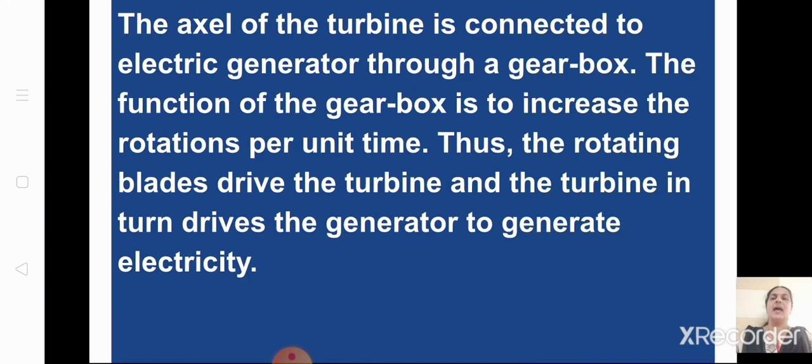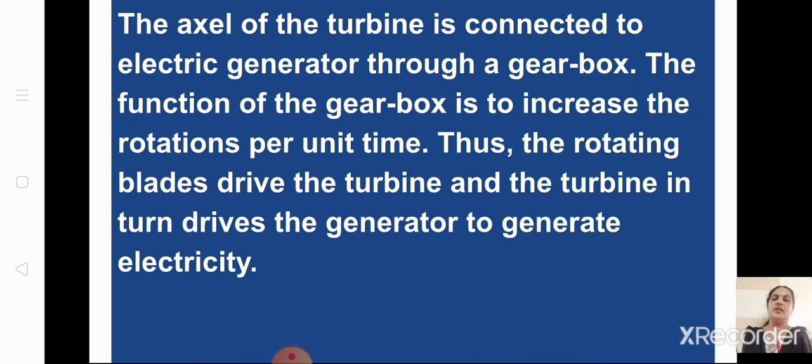Then the axle of the turbine is connected to what? It is connected to the electric generator through a gearbox. I told you a gearbox is there behind the shaft. The function of the gearbox is to increase the rotation per minute. That's why it is connected to the gearbox. Thus the rotating blades drive the turbine, and the turbine in turn drives the generator to produce electricity.